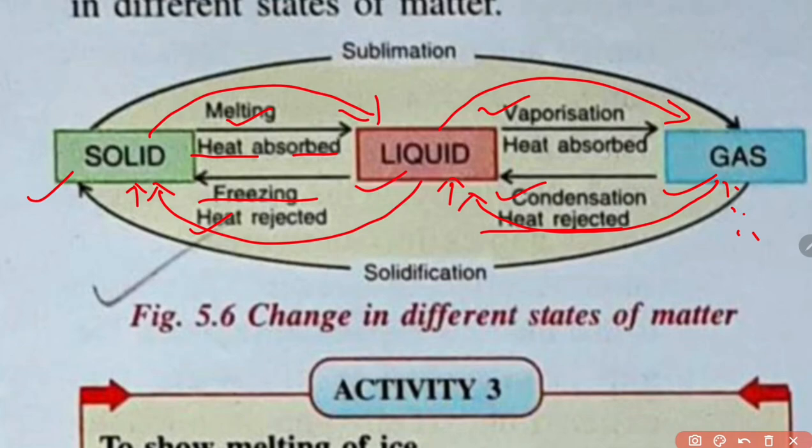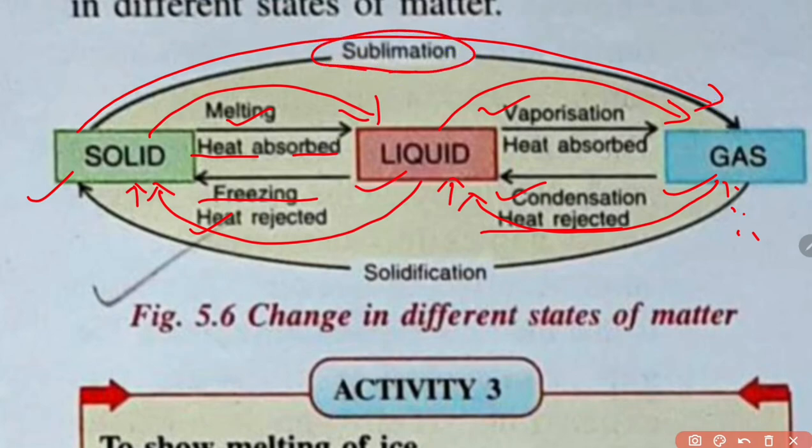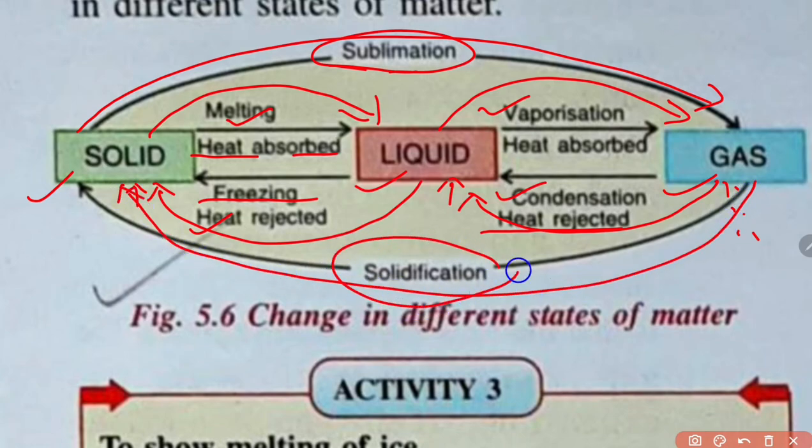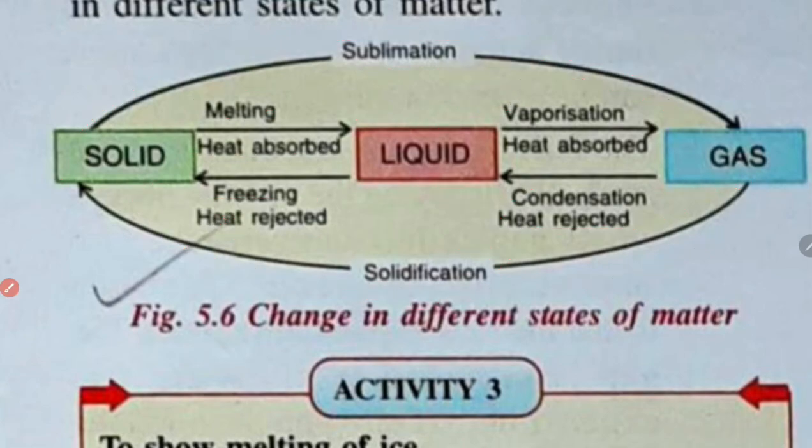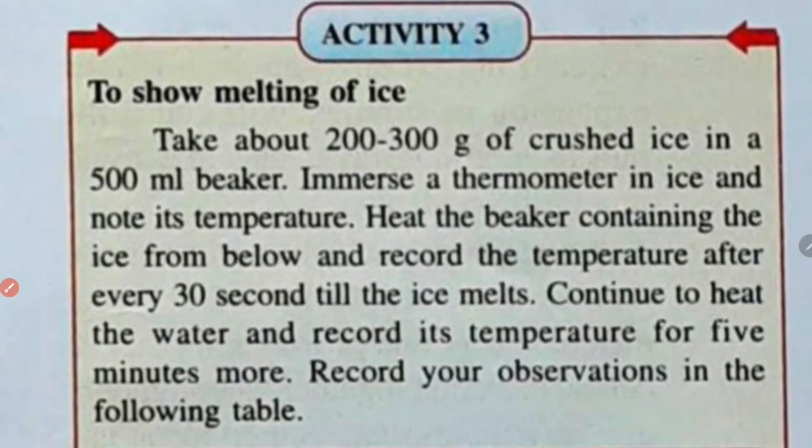and there are two more processes. Solid directly changing into the gaseous state, the process is known as sublimation, and the gas can directly change into the solid state, and the process is known as solidification, without going through the liquid state. You cannot see evaporation here because all this change of state takes place at a fixed temperature, whereas evaporation is a special one which happens at all temperatures, and it is the process of change of liquid state to the gaseous state only. Let us go to this activity, that is activity number 3.